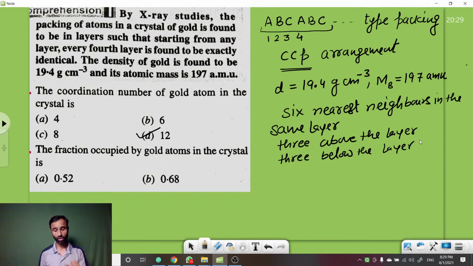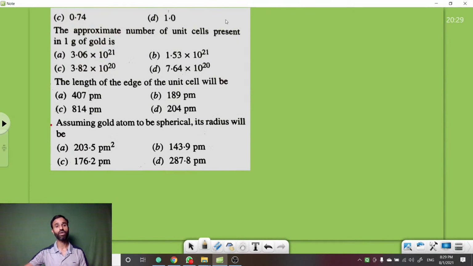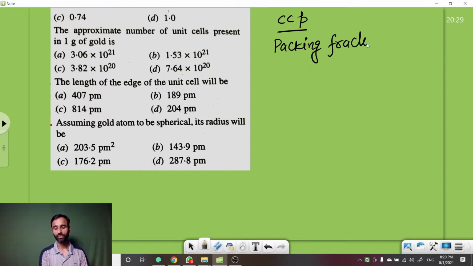Next is the fraction occupied by the gold atoms in the crystal. The options are 0.52, 0.68, 0.74 and 1.0. Yes, beta, what is the right answer? You know, the arrangement we have found out is CCP. So what is the packing fraction? Yes, beta, what is the packing fraction for CCP?